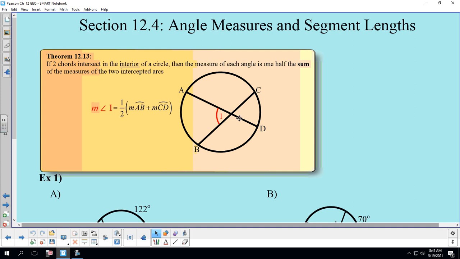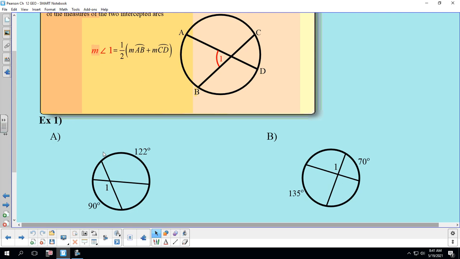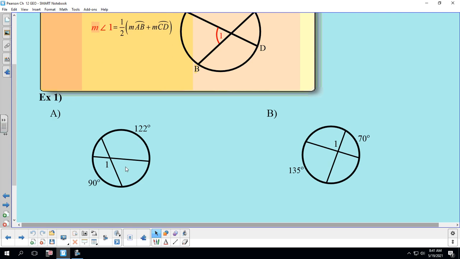What is the measure of the other angle? Same thing, because they're vertical angles. You remember from previous chapters, angles that are on the opposite sides of the crisscross are vertical angles and they're congruent. So, fun. All right, so we have example 1.